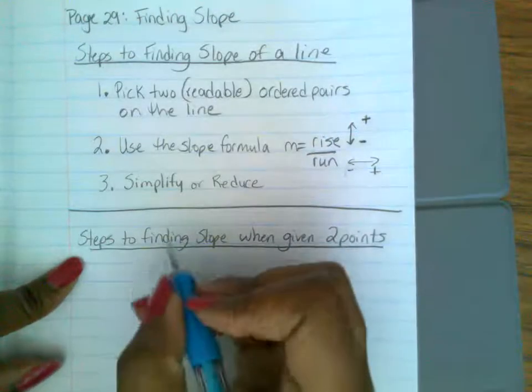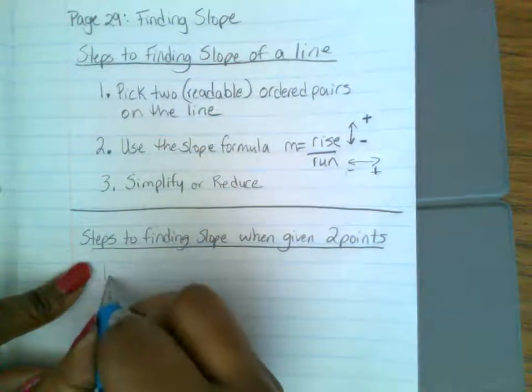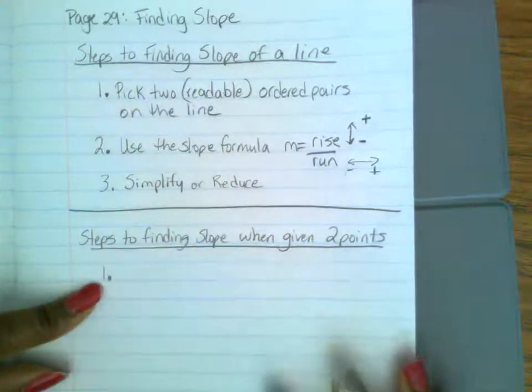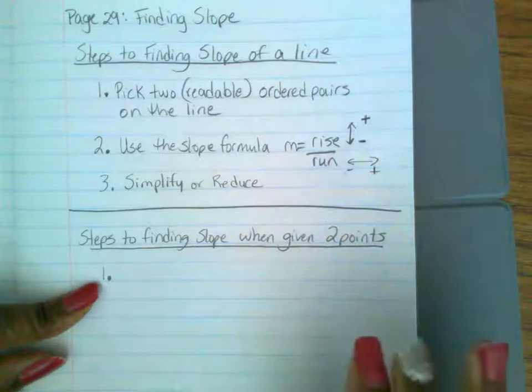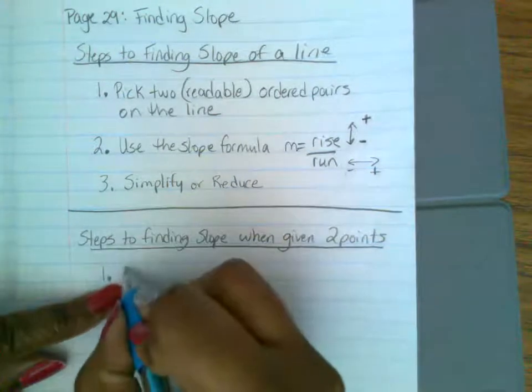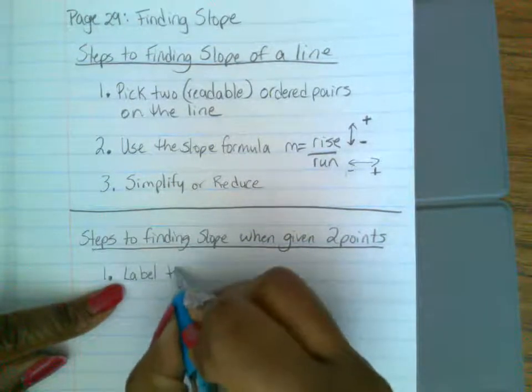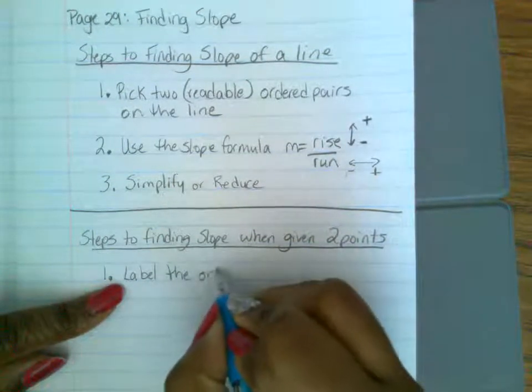Okay, the first step to finding the slope of a line when given 2 points. The first thing that you are going to do is label the ordered pairs.